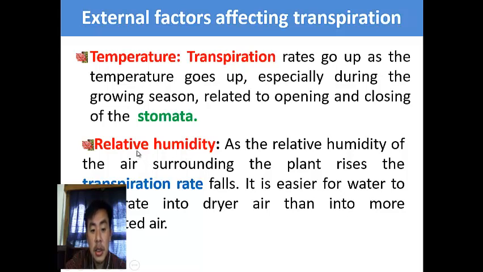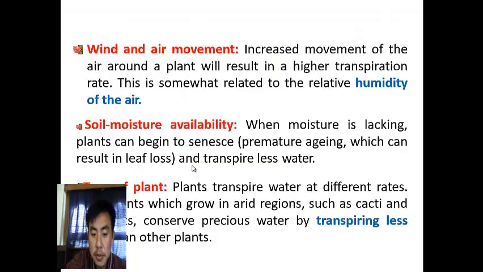Likewise, let's talk about relative humidity. If the environment has more humidity, that means less transpiration. If the humidity is less, more transpiration. Likewise, we have wind and air movement. Likewise, soil moisture availability and types of plant, which determine the rate of transpiration.